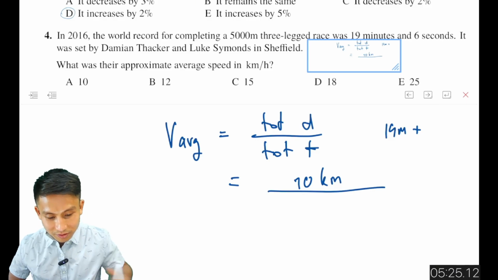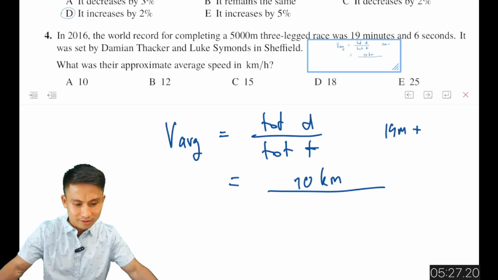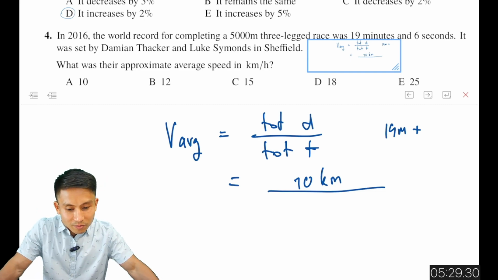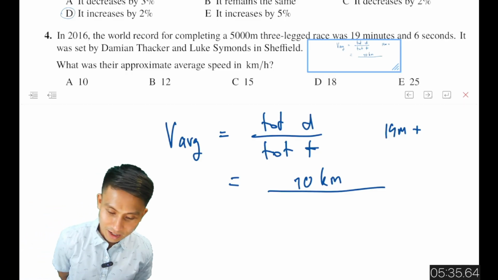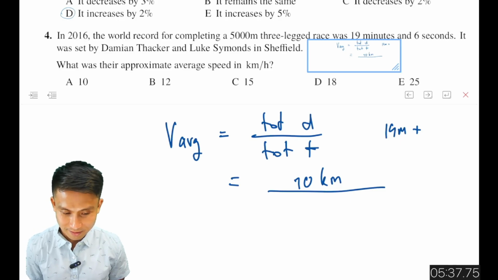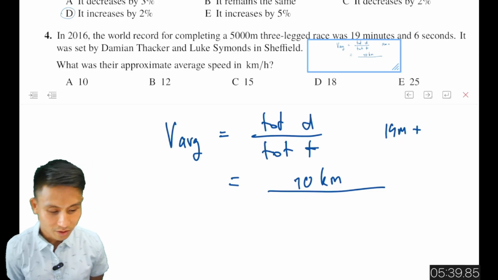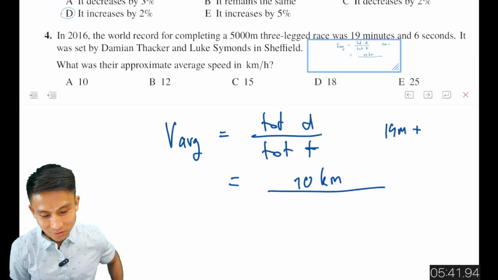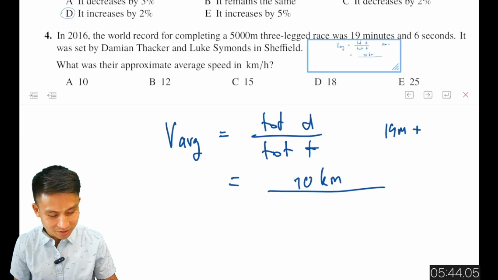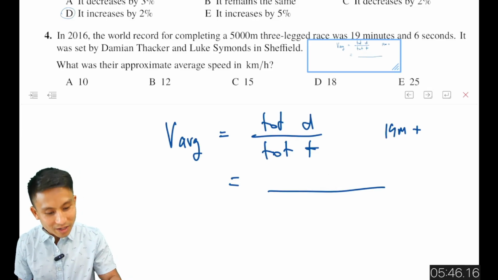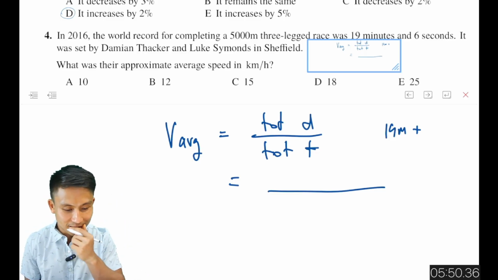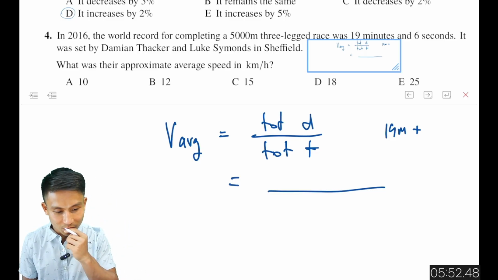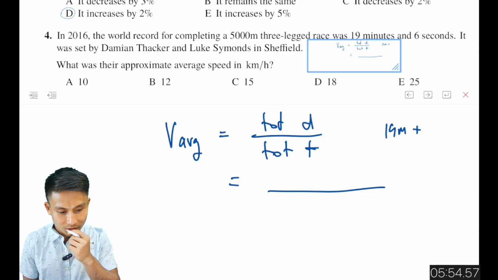What was the approximate average speed? Wait, what? The world record for this was 19 minutes and 6 seconds. It was set by Damien Thacker and Luke Simmons. Oh, sorry. This is just, okay, no, it's not that. This is already the average for the 5,000 meters, and they got it from the average time there. So, okay.